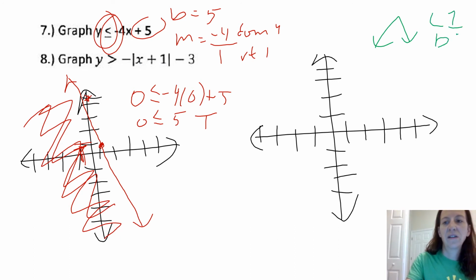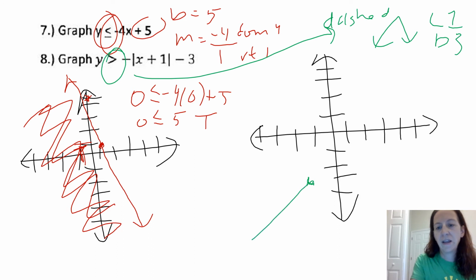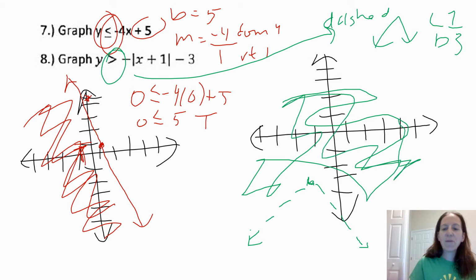Left 1, down 3. And it is going to be dashed because the boundary line is not included. You do not have an equal sign there. So left 1, down 3 puts us right about there. Oops. Immediately I do not do a dashed line, so I'll go ahead and erase that. Okay, and it says greater than means above, so we will shade this side of it. And that would get you full credit.